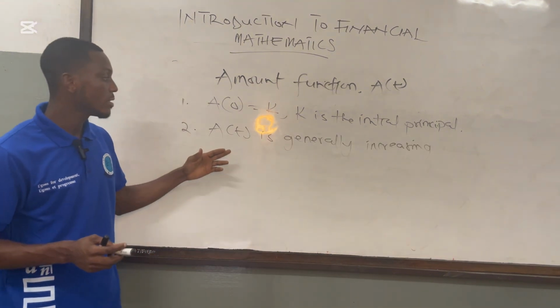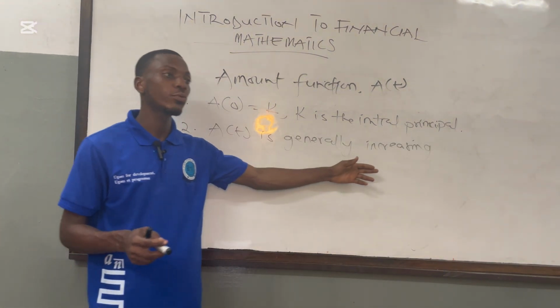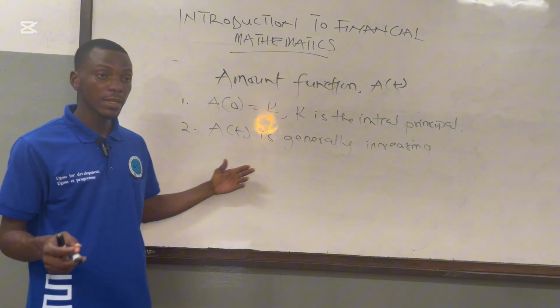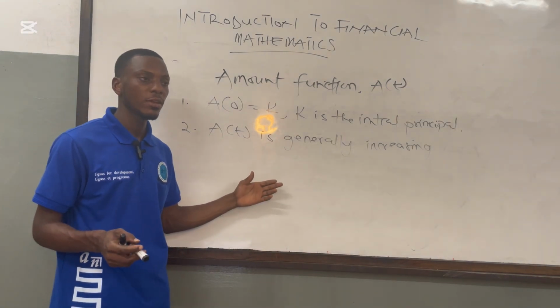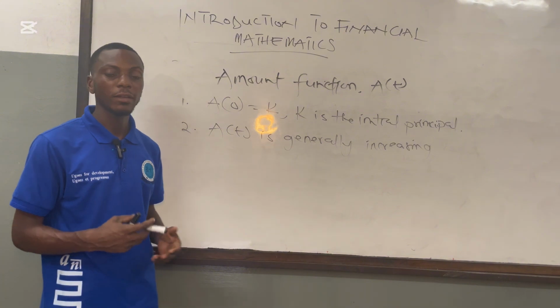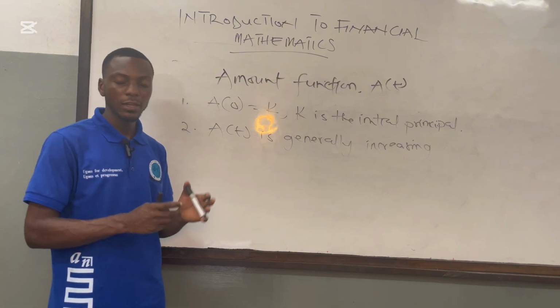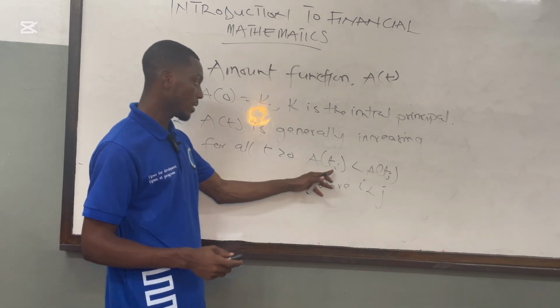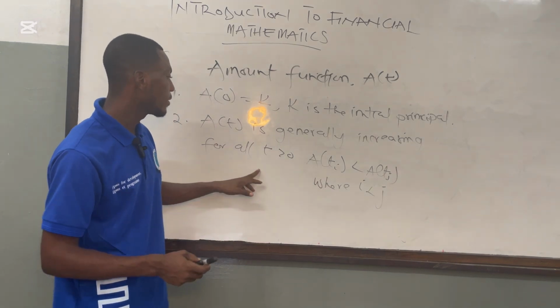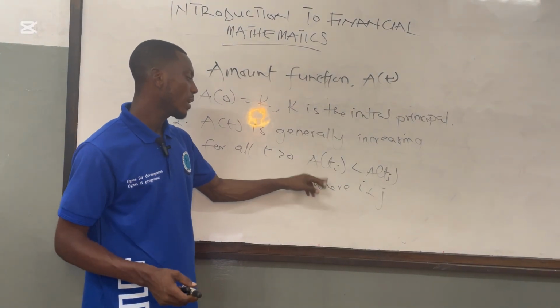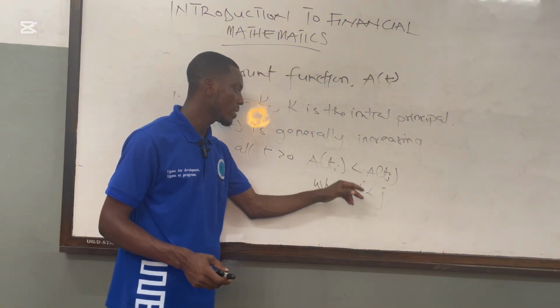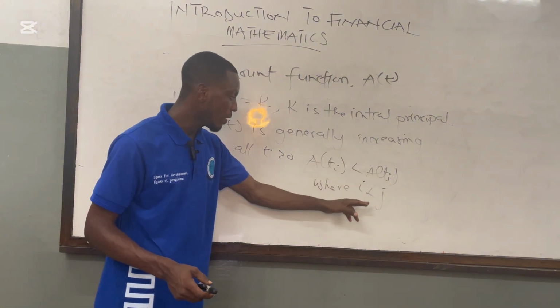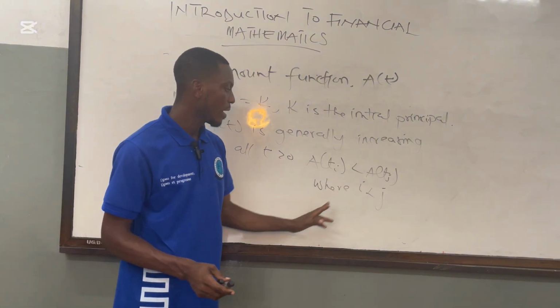The amount function is an increasing function, and this is true if you are considering savings, or bank savings. We are not looking at a stock investment and all those things where the stocks could rise or fall at any point in time. So this expression says that for all t greater than 0, A(t_i) is less than A(t_j), provided i is less than j. And this is what it means.